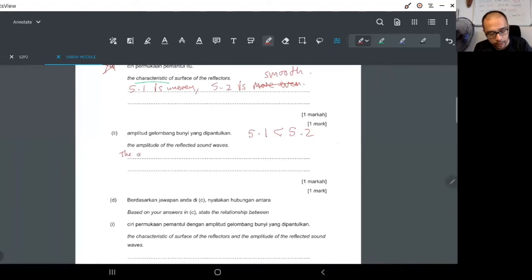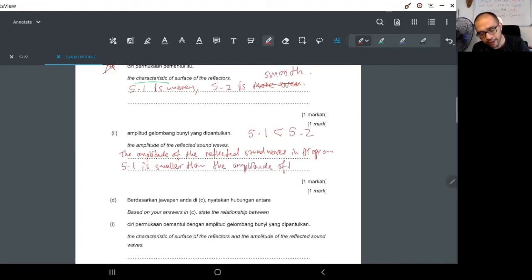The amplitude of the reflected sound waves in diagram 5.1 is smaller than the amplitude of the reflected sound waves in diagram 5.2. Okay, I want it this way.